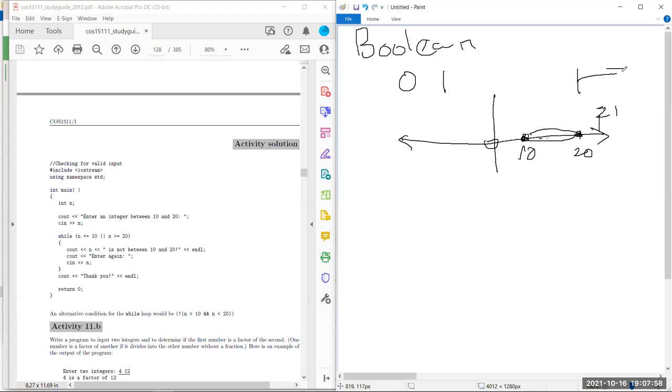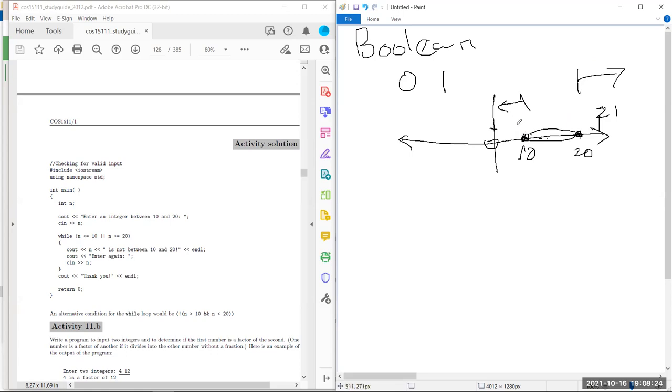I want it from that point onwards. So while n is less than or equal to 10, what is enter a number between 10 and 20? Or the number is, sorry, while n is less than or equal to 10 or n is greater than or equal to 20.